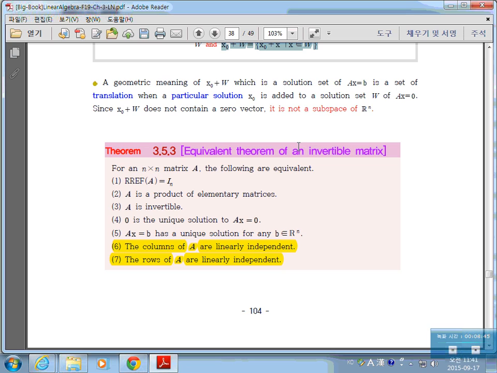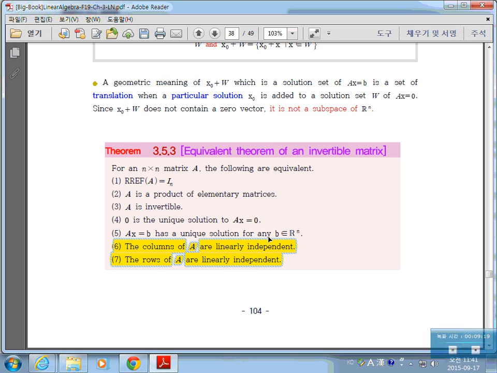Here, now we can expand the equivalence theorem. For a matrix A, the following are equivalent. The RREF of A is the identity, and A is a product of elementary matrices. A is invertible. 0 is the unique solution to the homogeneous system, and AX equals B has a unique solution for any particular B. And the columns of A are linearly independent, and the rows of A are linearly independent.